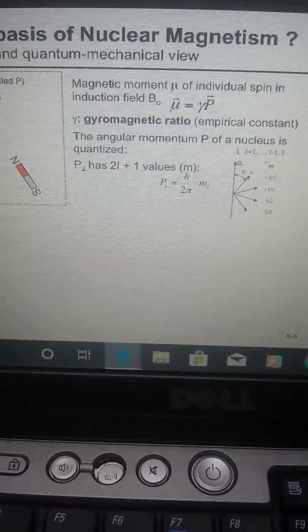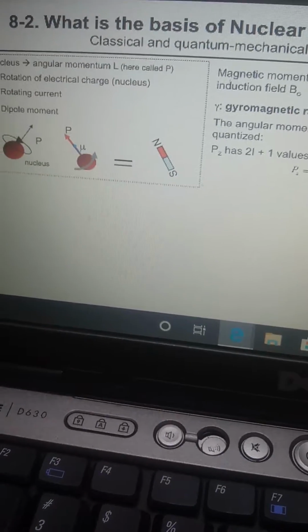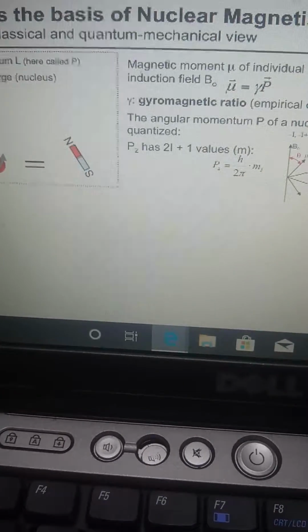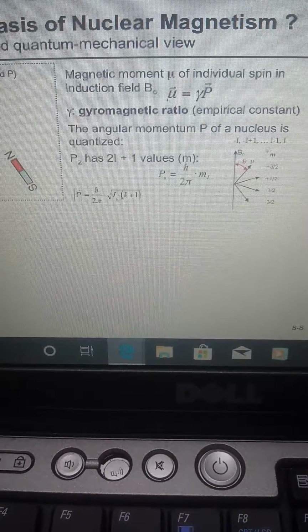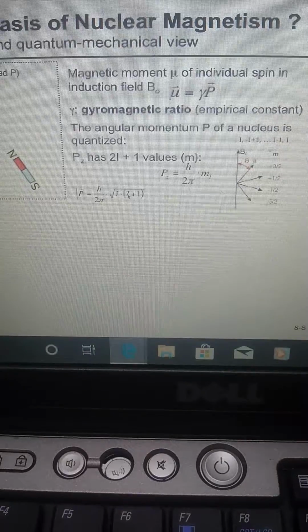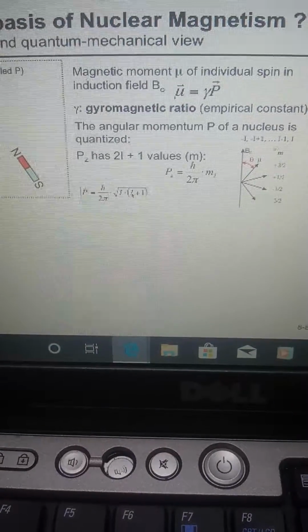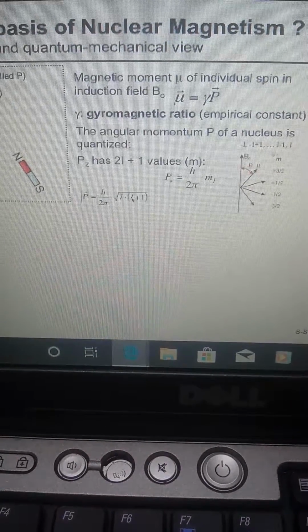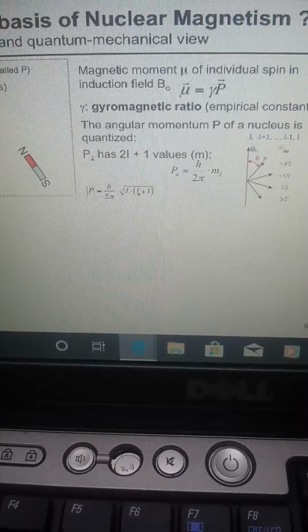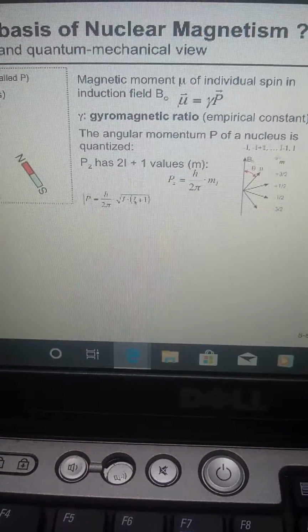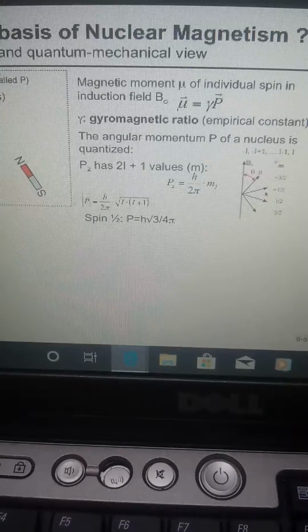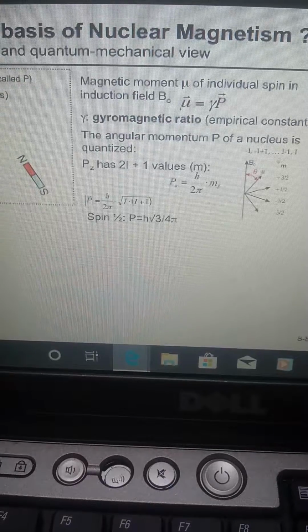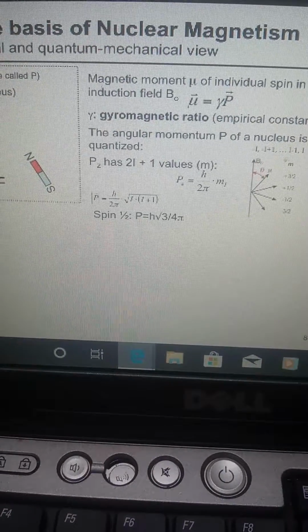We can calculate the total angular momentum, and this is given by this equation here. It's the angular momentum quantum number I times I plus 1, square rooted, times h over 2 pi. So if we take this for a spin 1 half, which can take the values 1 half and minus 1 half, the total angular momentum is h over 2 pi times the square root of 3 over 4 pi. That we can verify by putting I equals 1 half. So that's for a spin 1 half.